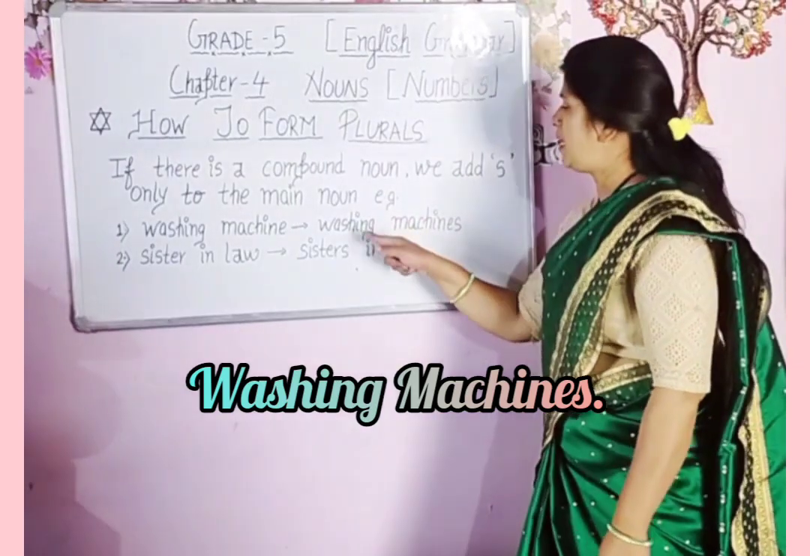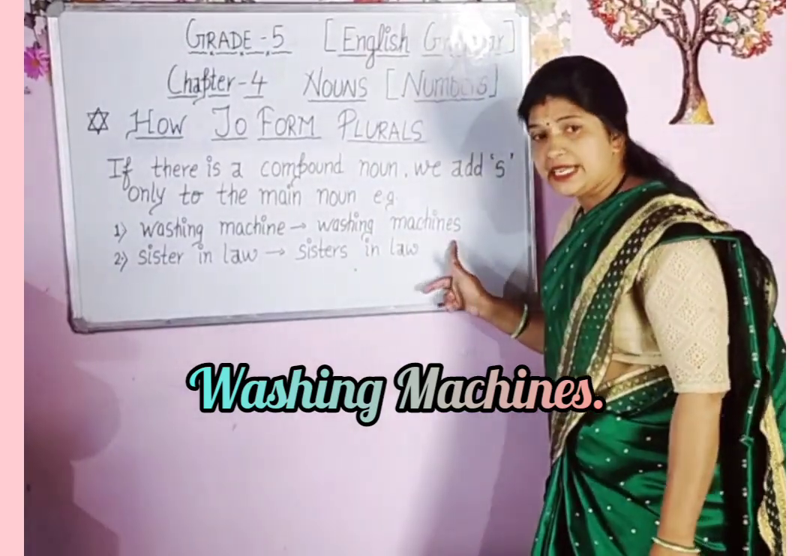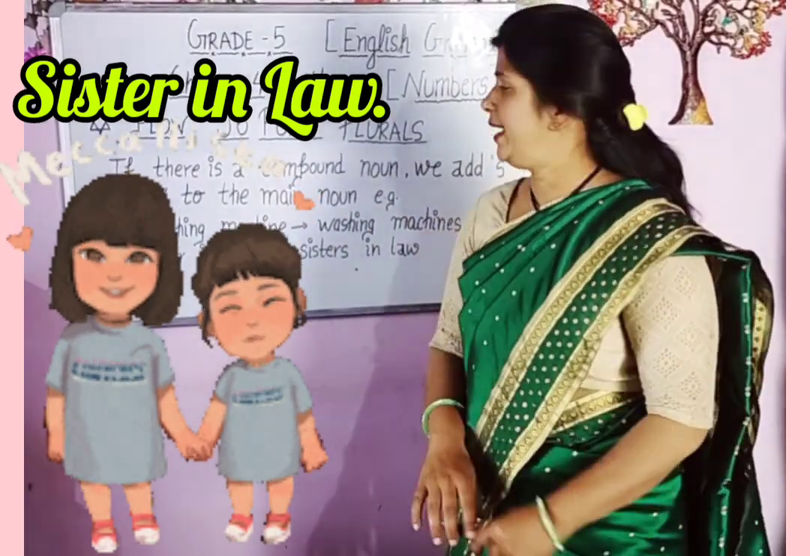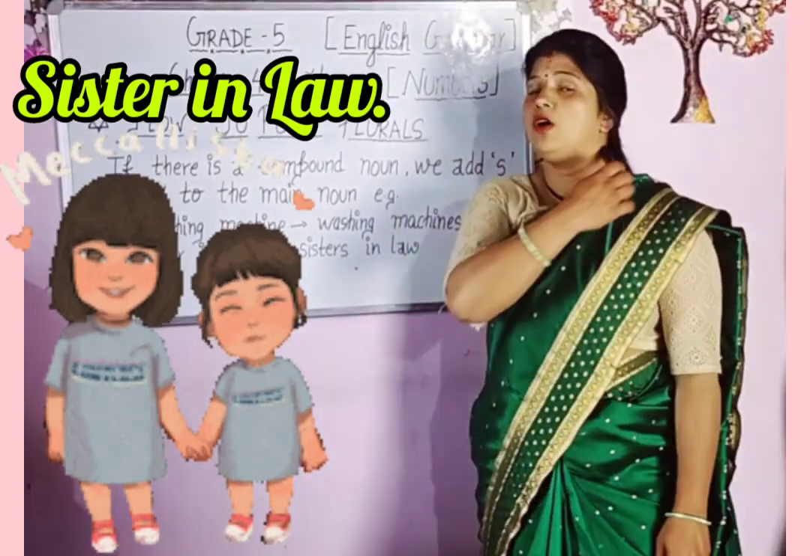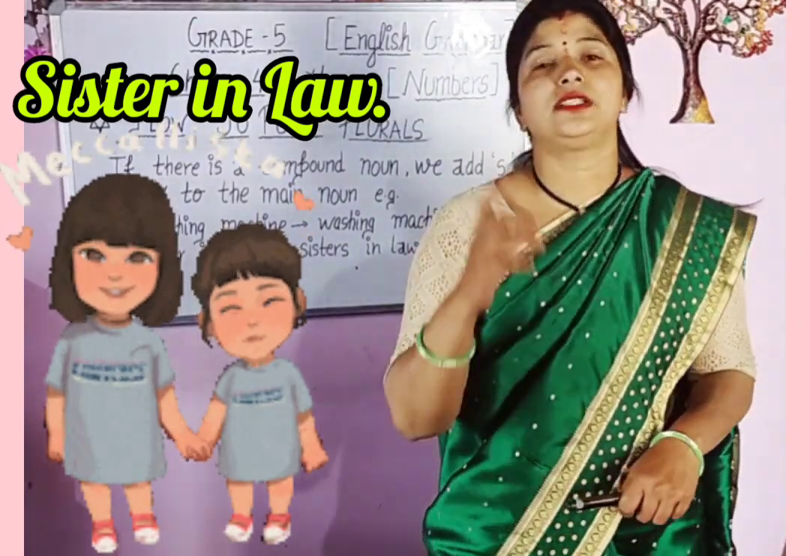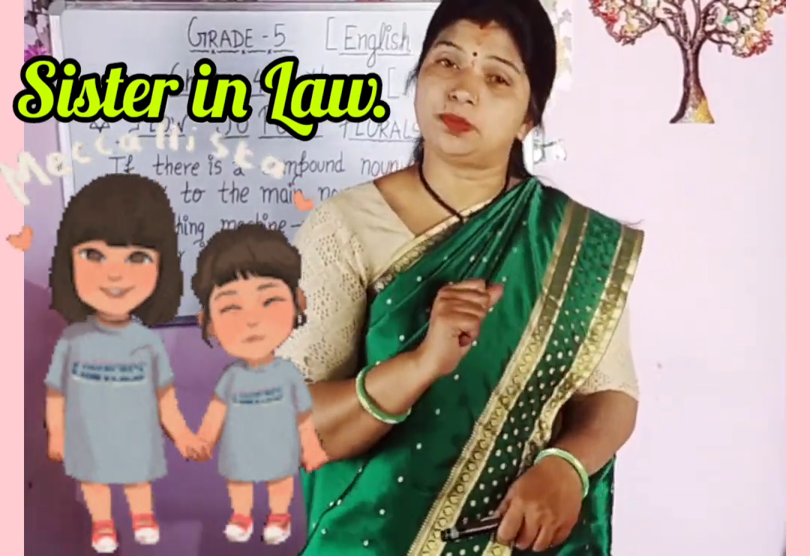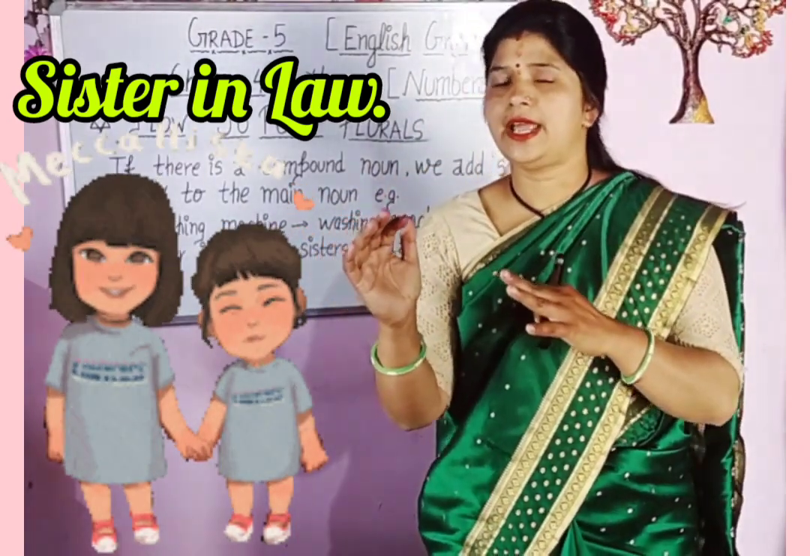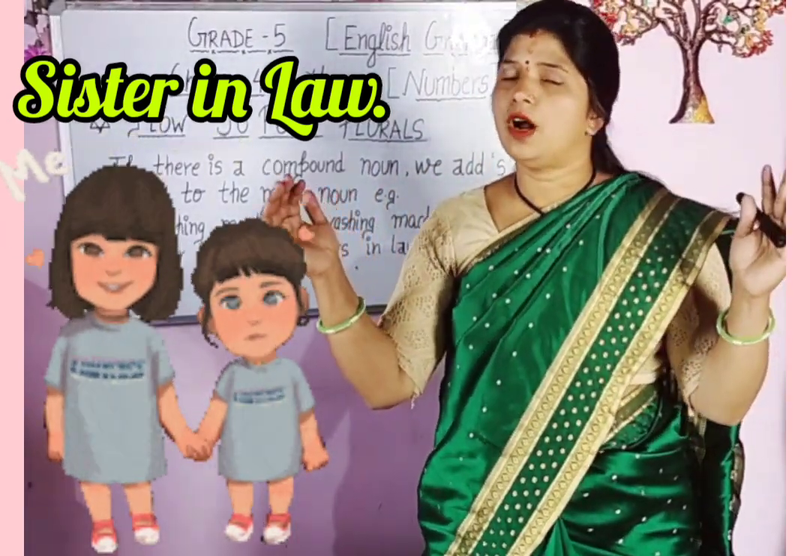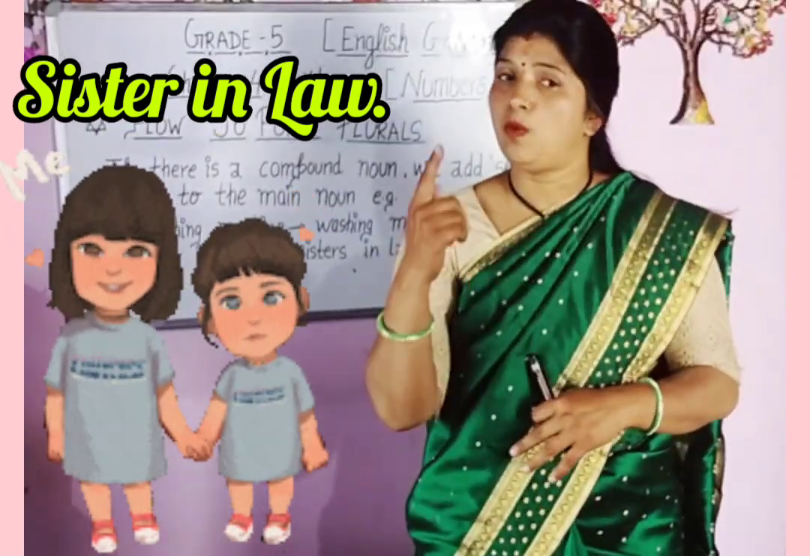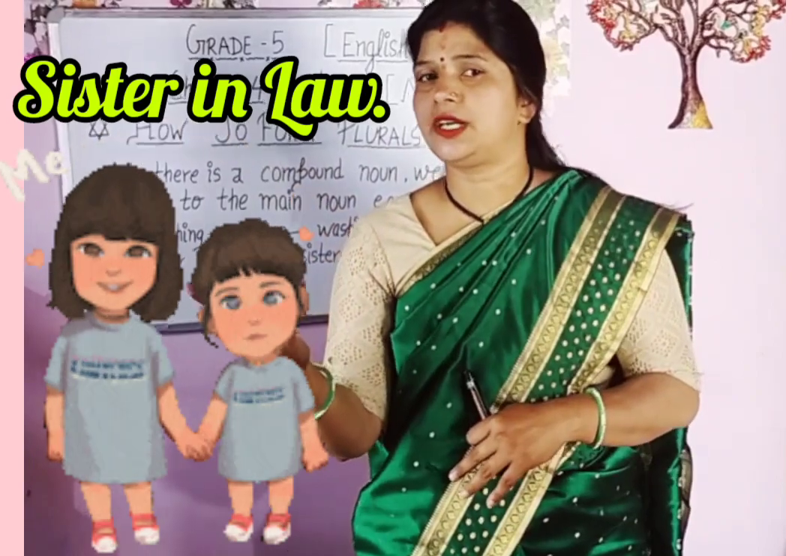So it will become washing machines. Okay. Now the second word given here is sister-in-law. Again in this you are seeing that the term sister-in-law has been made from two words. These two words are combined together and they are making one new word, that is sister-in-law.